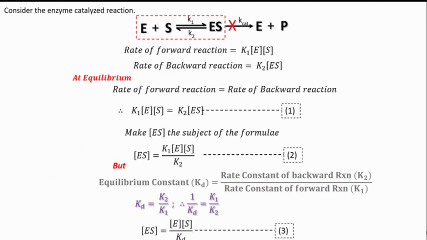Now, that shows us that instead of having K1 over K2 multiplying ES over S, we now have it as E multiplying S divided by KD.